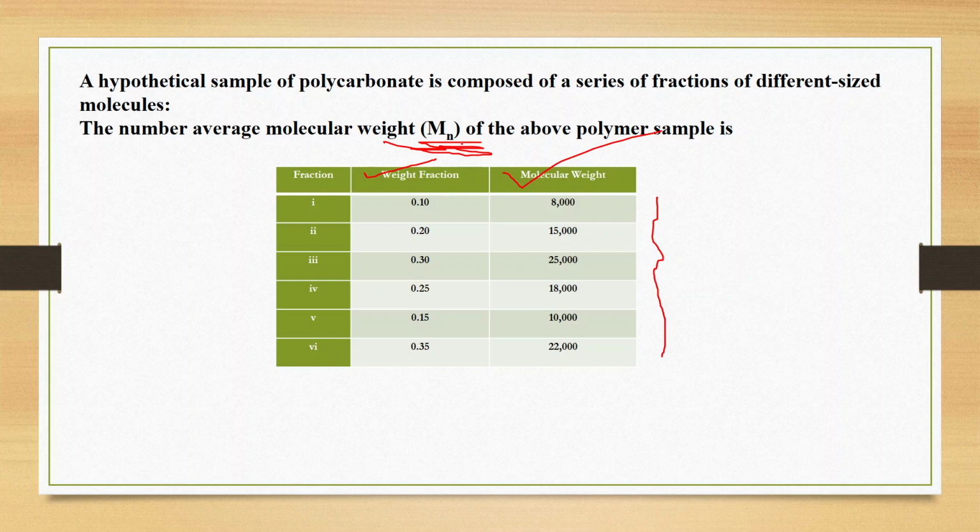That's why 0 degree centigrade is not equal to minus 273 Kelvin. 0 degree centigrade means 0 plus 273, that is 273 Kelvin. Whenever you are converting degree centigrade to Kelvin, you have to add 273, not subtract. Okay.